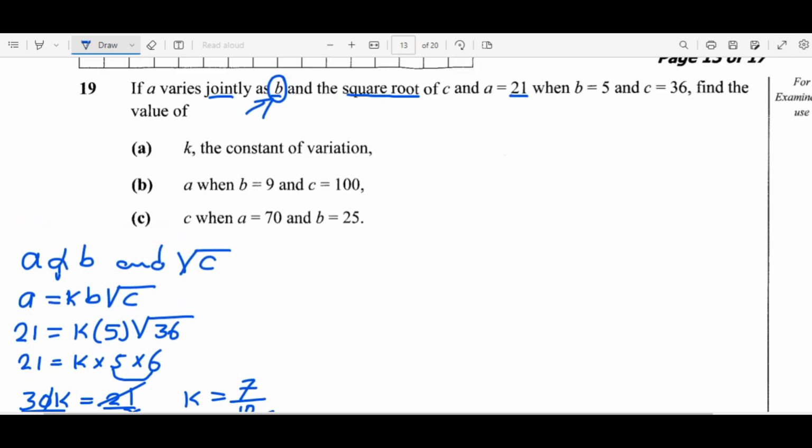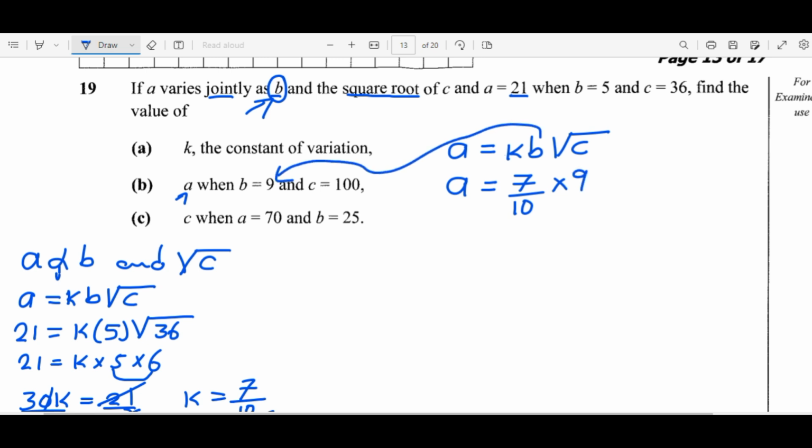Then B, we want the value of A when B is equal to 9 and C is equal to 100. So the equation is A is equal to k b square root c. So we are solving for A. What's our k? It is 7 divided by 10 times... What's our b? The b is 9. What is our c? C is 100. So the square root of 100. We know that the square root of 100 is just 10.